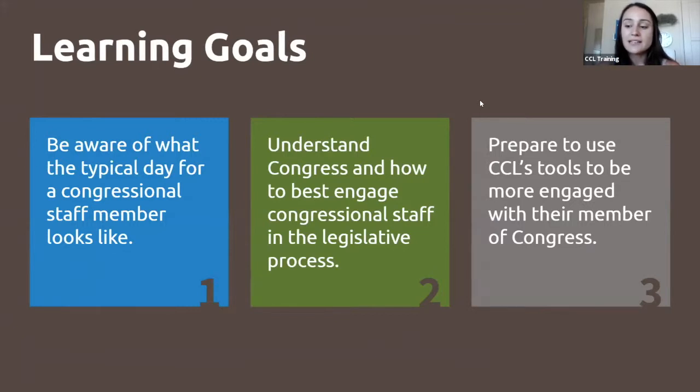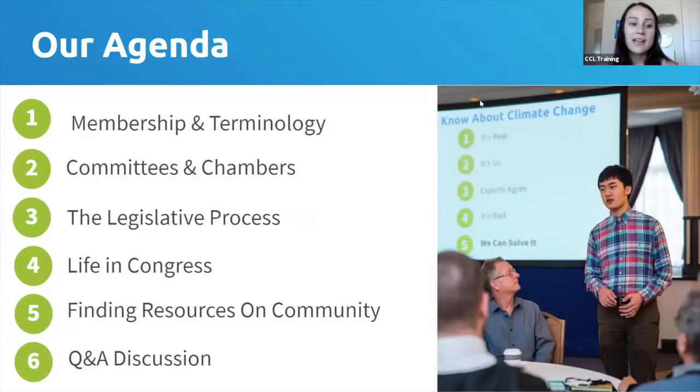So we have a couple of learning goals for this lesson. After tonight's lesson, we want to make sure that you are aware of what a typical day for a member of Congress looks like and highlight some of the opportunities and challenges that elected officials face. We want to make sure that you understand the makeup of Congress and how to best engage with professional staff in the legislative process. And we want to prepare you to use CCL's tools to be more engaged with your member of Congress.